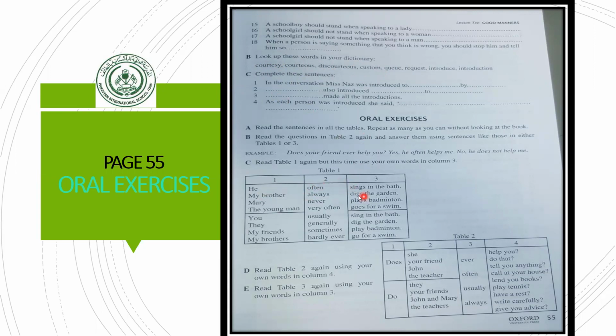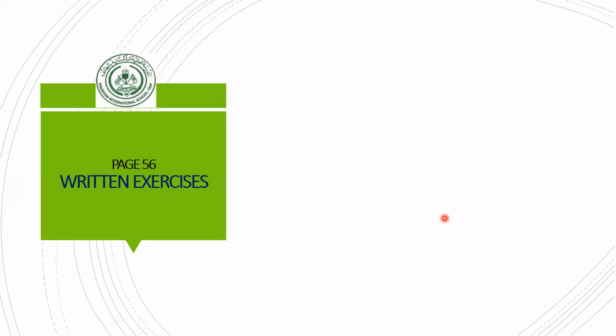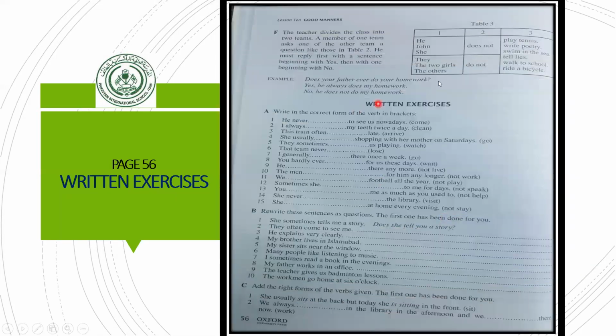I told you that in table one there are simple sentences, and in table two these are the interrogative sentences. So now this is all about the oral exercises. Have a look at page number 56. On page 56, dear students, we have written exercises, and a table three, like he does not play tennis.